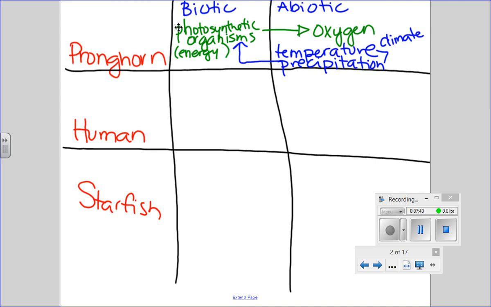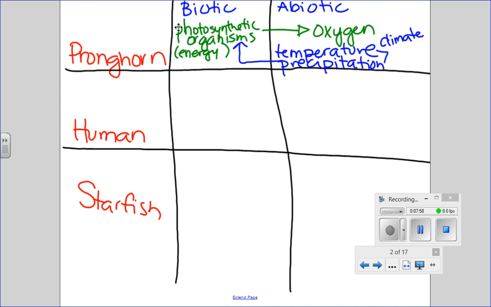So I want you to notice that there's always a link. Abiotic factors are not separate. They're simply the non-living side of what living organisms do or create while they're part of the environment.